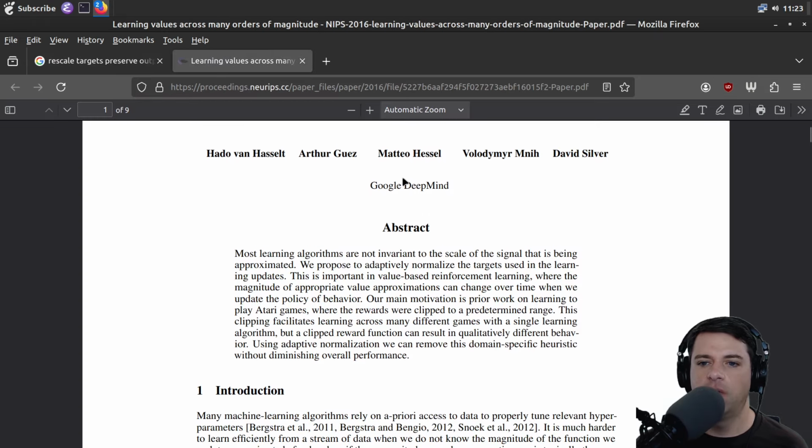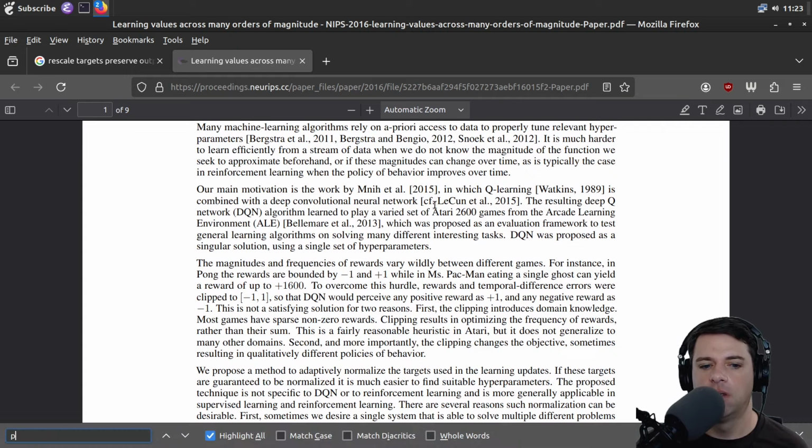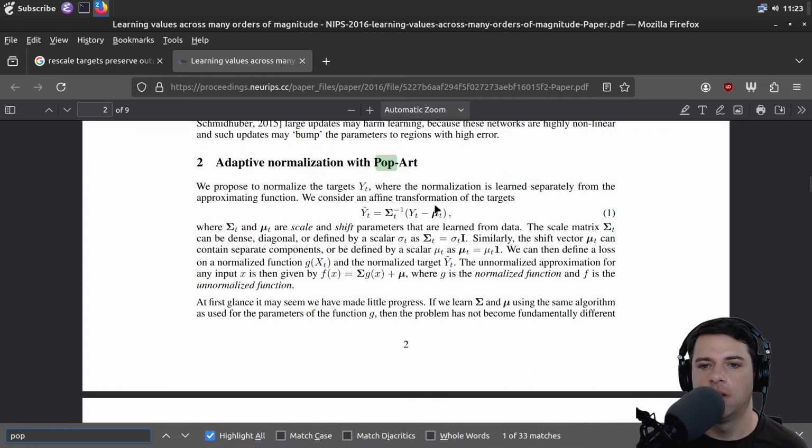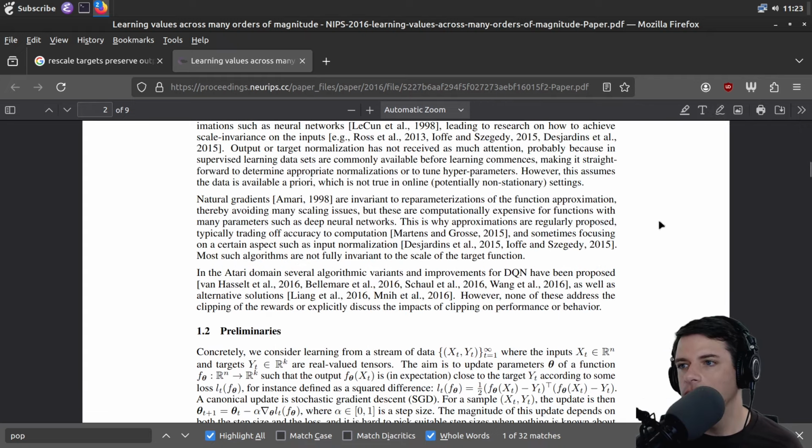This is some paper from Google DeepMind, and I guess they thought it was cute to call it pop art. Is it supposed to be like Pop-Tart? I guess it doesn't want me to read it.